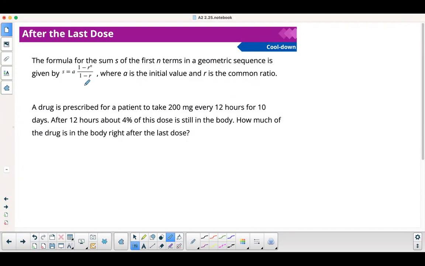Last one, same formula. A drug is prescribed for a patient to take 200 milligrams every 12 hours for 10 days. After 12 hours, 4% of the dose is still in the body. How much of the drug is in the body right after the last dose? So initial value is 200. 1 minus 0.04 to the, let's see here, for 10 days. So 12 hours, that's twice a day. So that would be 20 doses, would give me 10 days.